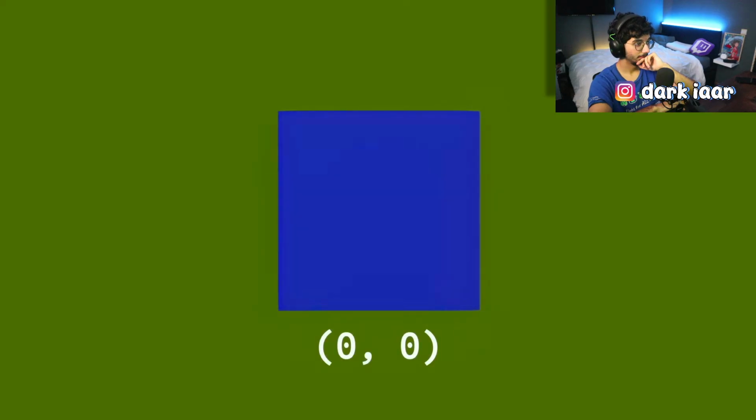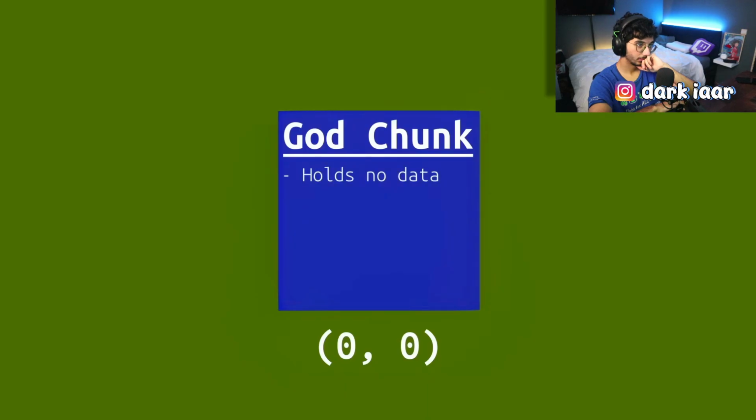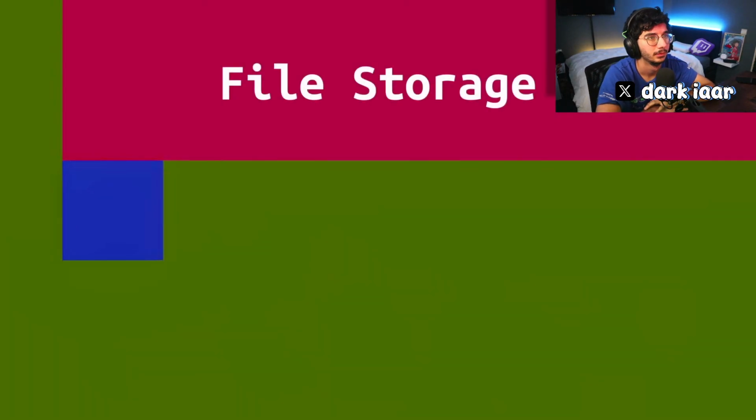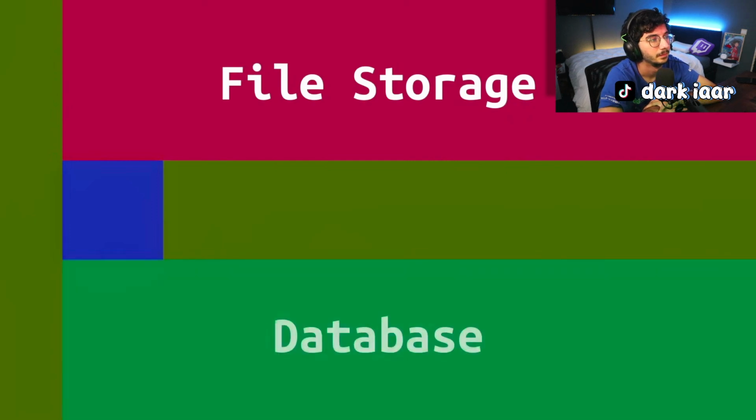To fix this, I want to set some rules about how exactly we're storing data. Remember that chunk at 0, 0? I am now declaring this chunk to be the God chunk. It will not hold any data, and it will now serve as a reference point for all of the other chunks in the world. From now on, everything to the north of the God chunk will be reserved for file storage, and everything to the south will be reserved for the database.